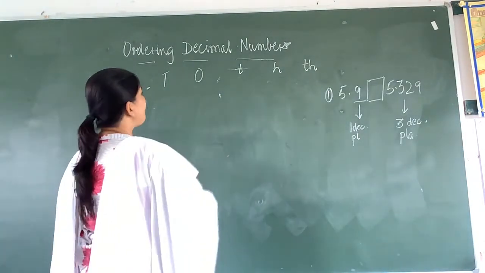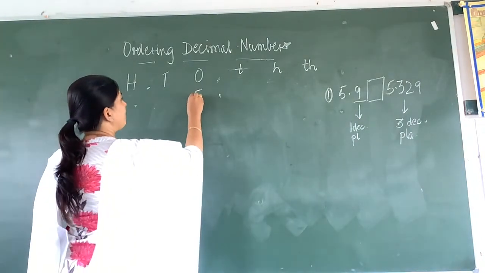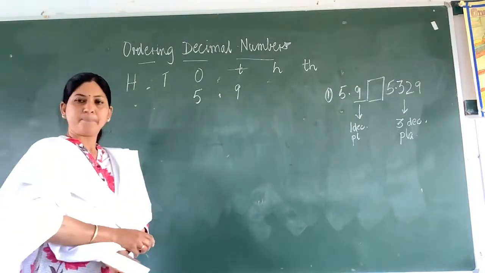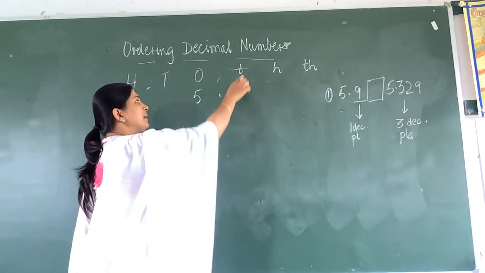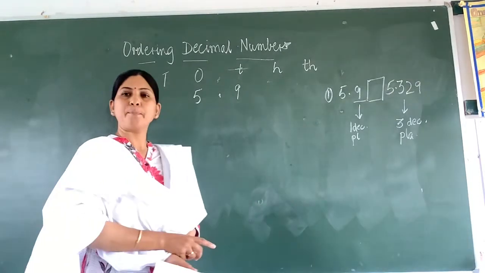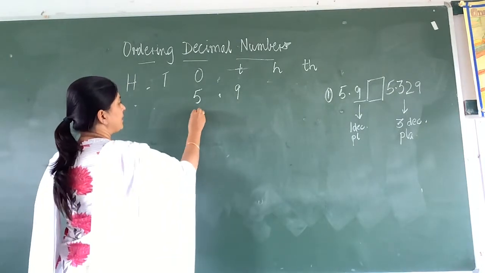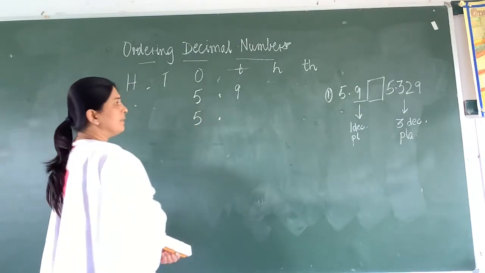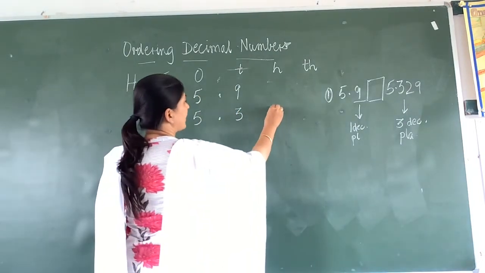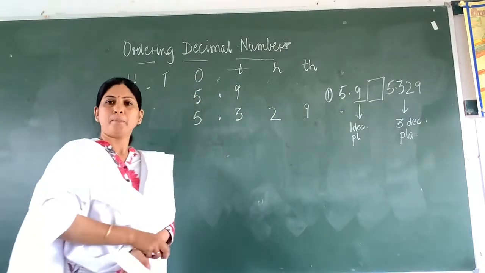What is the first number? 5.9. How will we write it? 5 will come in the ones place and 9 will come in the tenths place, as the first digit after the decimal is in the tenths place. Now the next decimal number is 5.329. So 5 will come in the ones place. We'll put the decimal point here. And 329: 3 will come in the tenths place, 2 will come in the hundredths place, and 9 will come in the thousandths place.